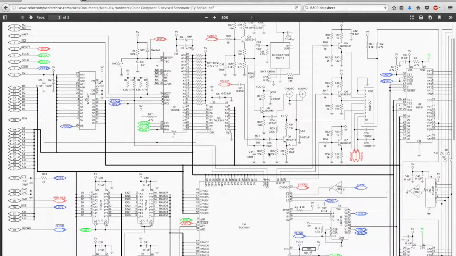Probably what I want to do in order to analyze this is test these transistors out, see what I get, see if they're good or not, and if they need to be replaced.